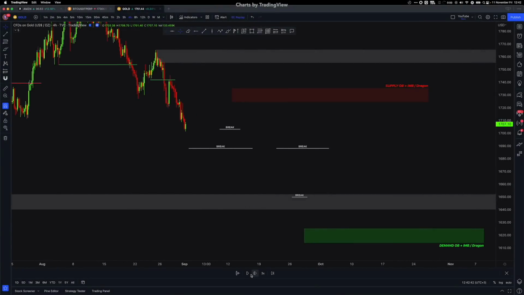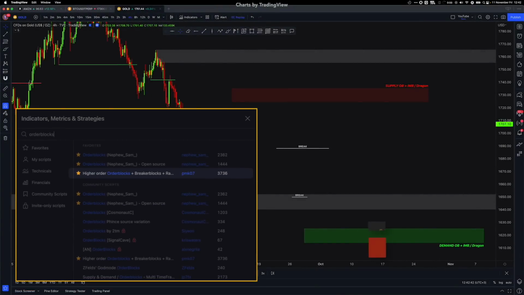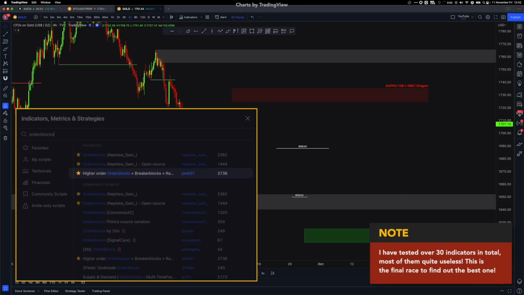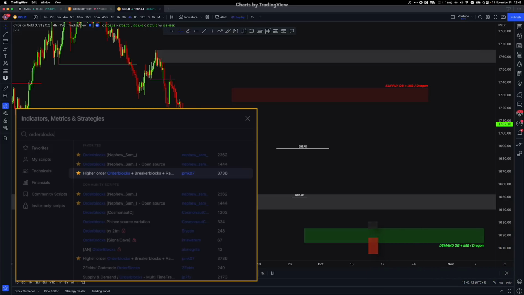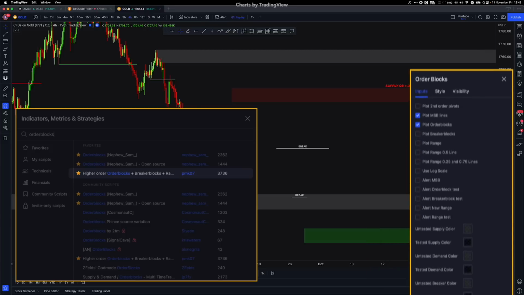Let's start with the first indicator. Actually, I tested over 30 indicators before selecting these 4 indicators. I'll be honest with you, most of the indicators in the market are actually useless. These are kind of usable. Our first indicator is called higher order blocks from the PMK7. This is a nice and simple indicator without many complications. This indicator does not have any adjustable settings. It is what it is.